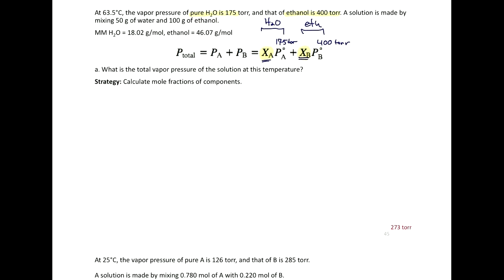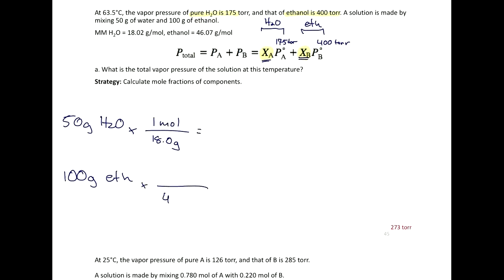I am mixing 50 grams of water and 100 grams of ethanol, and I am nice and gave molar masses. So 18 grams of water is 1 mole. Ethanol, 46.07 grams is 1 mole. And so this sample contains 2.77 moles of water, and it contains 2.17 moles of ethanol.